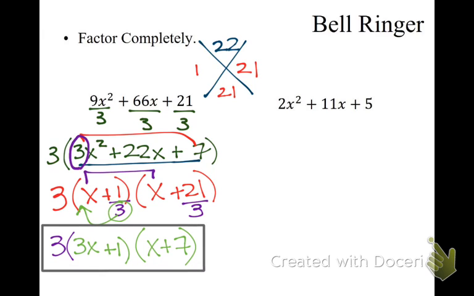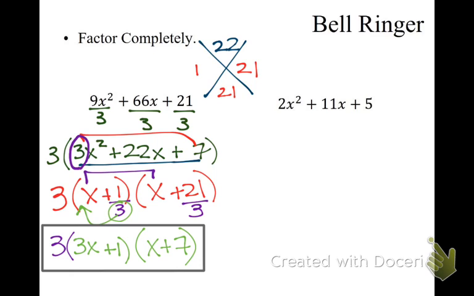So, factoring and foiling are opposites of each other. If you were to foil all this back out, you would get the original problem of 9x squared plus 66x plus 21. We're not going to do that right now because we don't have time. You don't have to, but if you want to check your answer, you can. If you were to foil what I have in green, you would get this step, 3x squared plus 22x plus 7. And then you would redistribute that 3, and you would get 9x squared plus 66x plus 21.